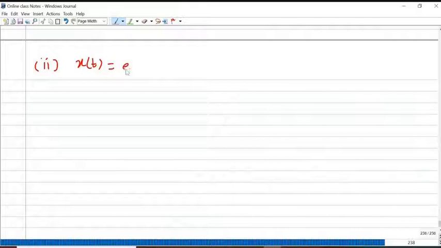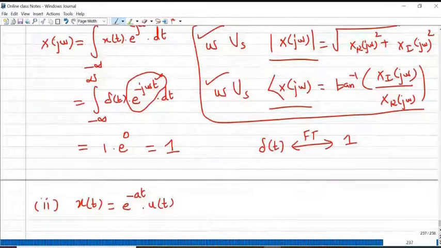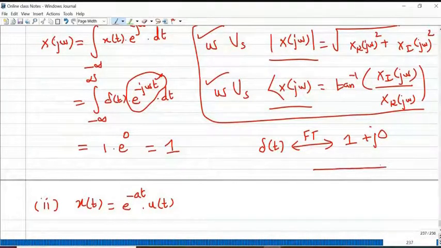Second formula, x of t equal to e power minus at times u of t. Find the Fourier transform and plot the magnitude and phase response. Magnitude response and phase response. For the previous example also we can plot magnitude and phase response. For del of t, the Fourier transform is 1. Imaginary part is 0. So if we plot the magnitude response, omega versus modulus of X of j omega, root of 1 square plus 0 square. There is no omega term here. So the magnitude response for this is a constant one.